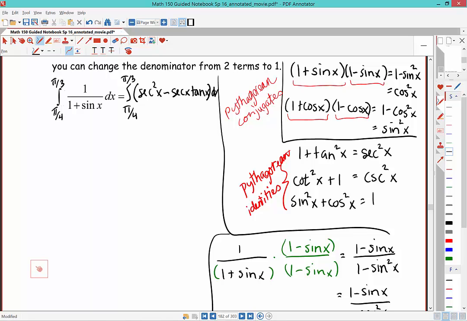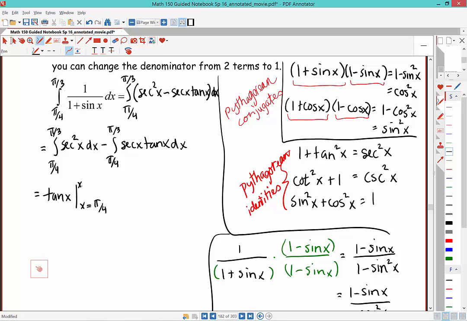Two, and we can write this as the integral from pi over 4 to pi over 3 of secant squared at x with respect to x minus the integral from pi over 4 to pi over 3 of secant at x times tangent at x with respect to x. So what is the antiderivative for secant squared at x? Good, tangent at x. And tangent at x will be evaluated from x equals pi over 4 to x equals pi over 3. And then the next one is, beautiful, secant at x. And secant at x will be evaluated from x equals pi over 4 to x equals pi over 3.